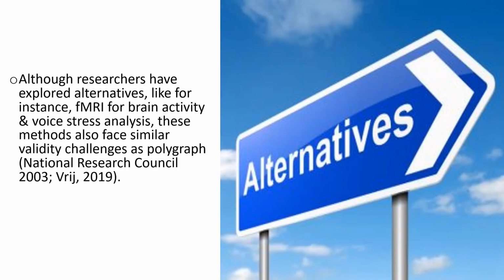Since the polygraph has its flaws, researchers have been exploring alternative ways to detect deception. And let me tell you, some of these methods are pretty fascinating. One option is fMRI, or functional magnetic resonance imaging. This technology looks at brain activity, focusing on areas that light up when someone is lying. It's like peeking into the brain to catch a lie in the act, but it's not perfect. Just because a part of the brain is active doesn't mean someone is being deceptive.